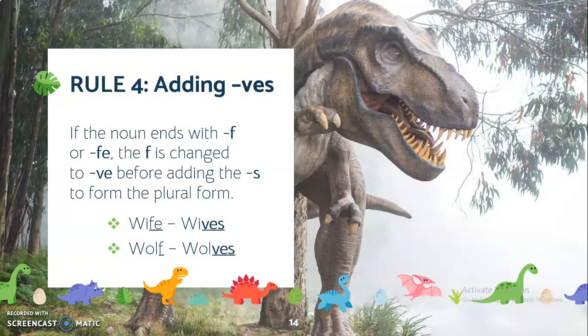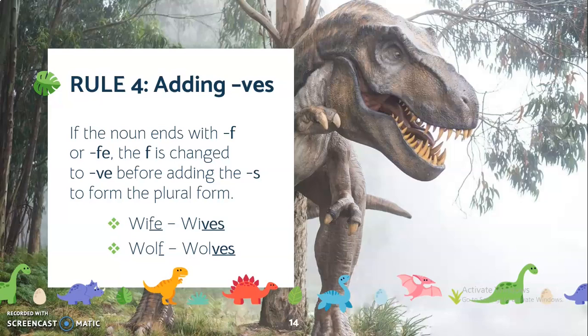We're going to come to rule number 4. So we add ves at the end of a word. That is done in this way. If the noun ends with f or fe, the f is changed to ve before adding the s to form the plural form. Look at the first example.